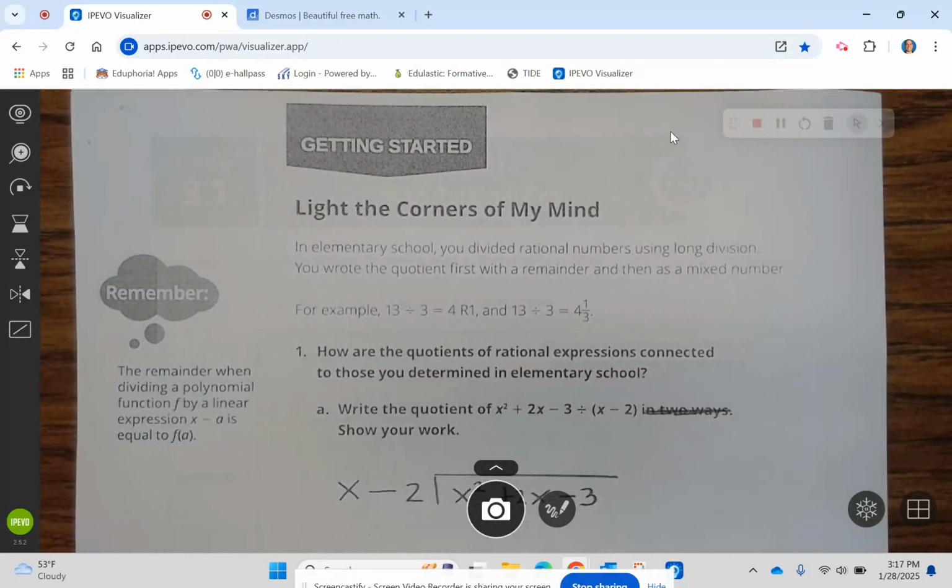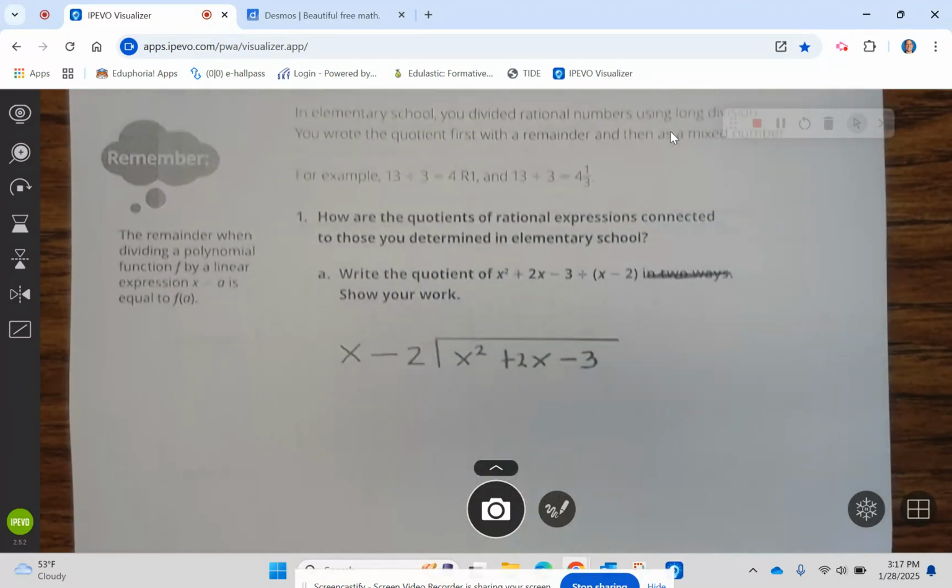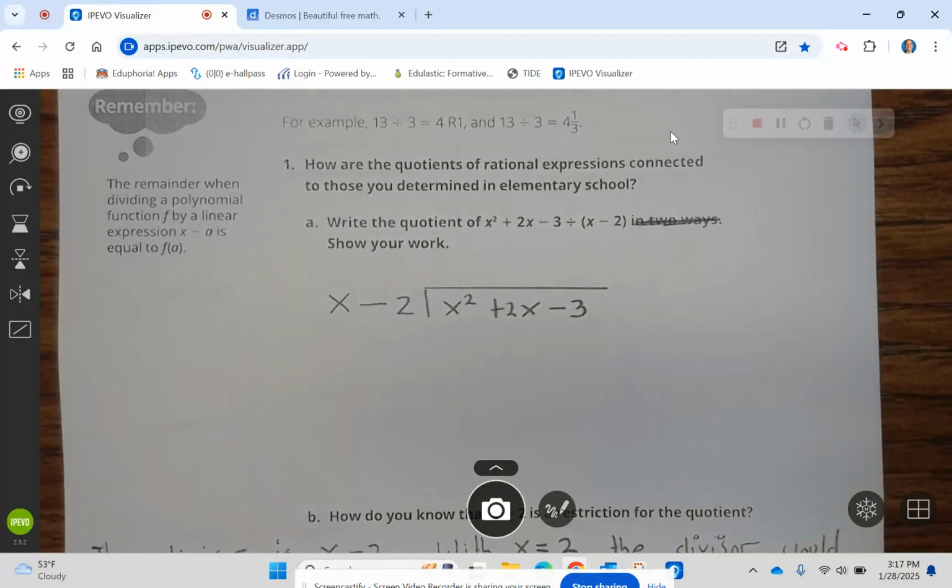In elementary school, you divided rational numbers using long division. You wrote the quotient first with a remainder and then as a mixed number. For example, 13 divided by 3 equals 4, remainder 1, and 13 divided by 3 is equal to 4 and 1/3. Okay? 1. How are the quotients of rational expressions connected to those determined in elementary school?